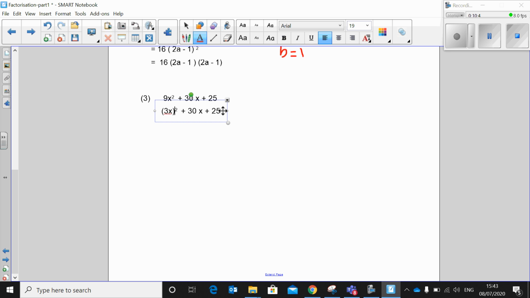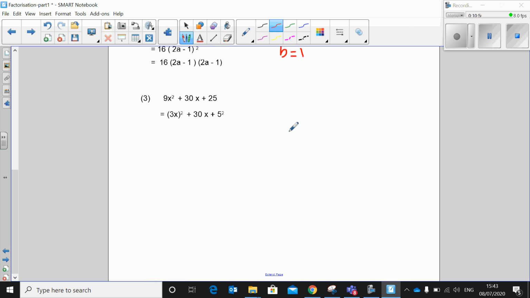Then 25 can be written as what? 5 square, correct? So 5 to the power 2. Correct? So now let us come to the point. Now what is a equal to? A is equal to 3x and b is equal to 5.